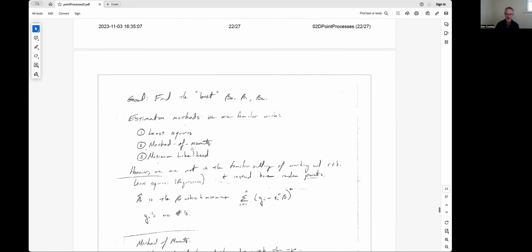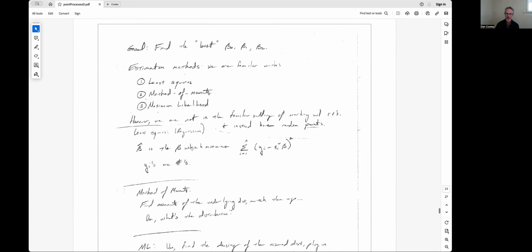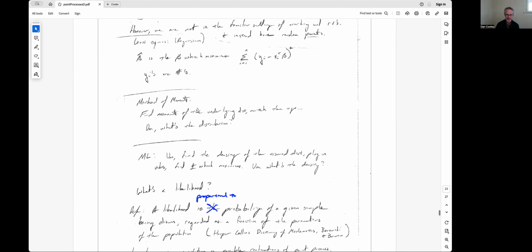Method of moments, there's no underlying distribution that we know of that goes with points. Maximum likelihood would seem to have that same challenge of what is the underlying density. It would be related to the count function, but it's unclear how you jump right to maximum likelihood. We are in fact going to do maximum likelihood, but it takes a little bit of development.